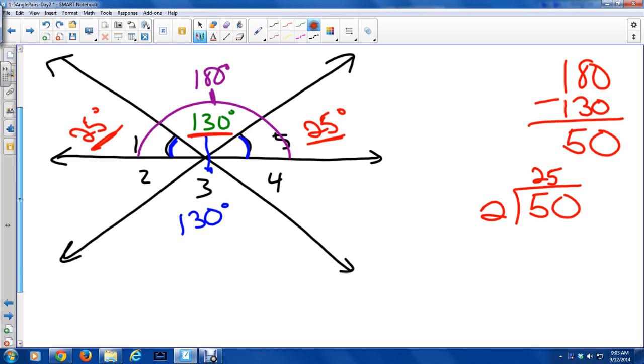I quickly see some vertical angles. I hope you do as well. I see 25 with angle 5 and angle 2, 25 degrees, 25 at angle 1 and angle 4, also 25 degrees. Pretty good to go there.